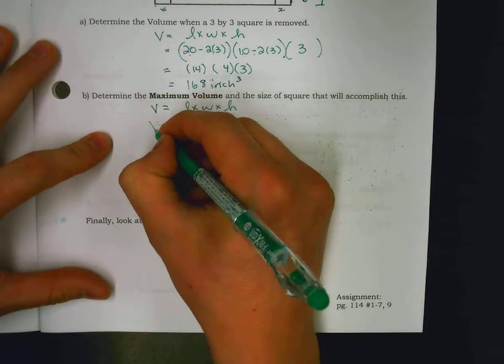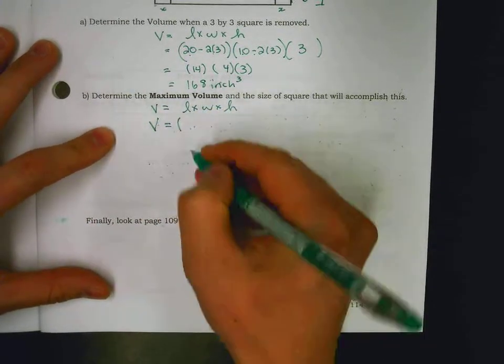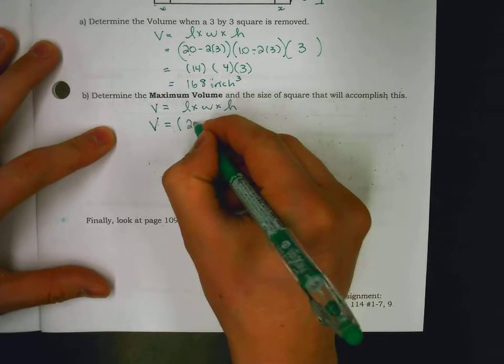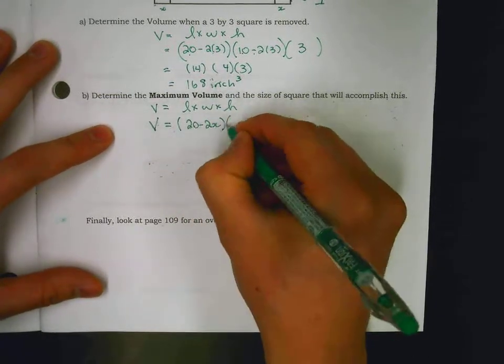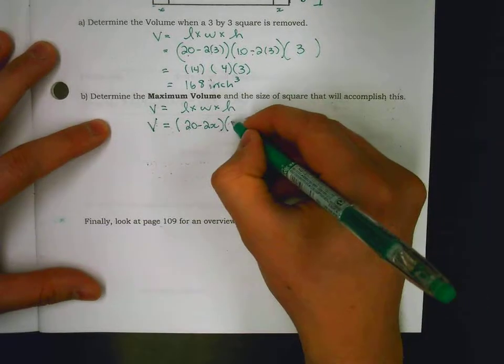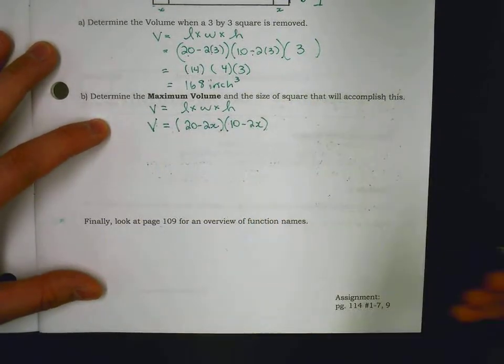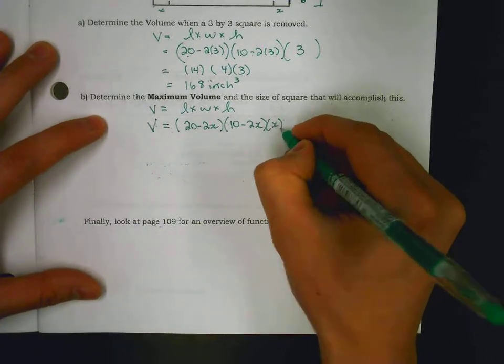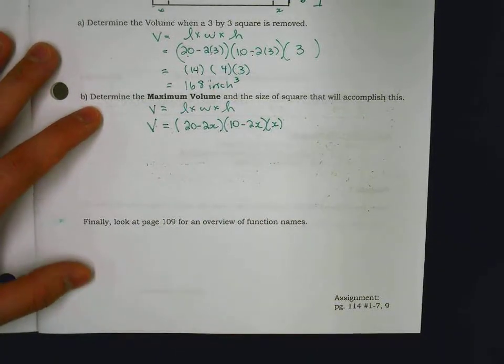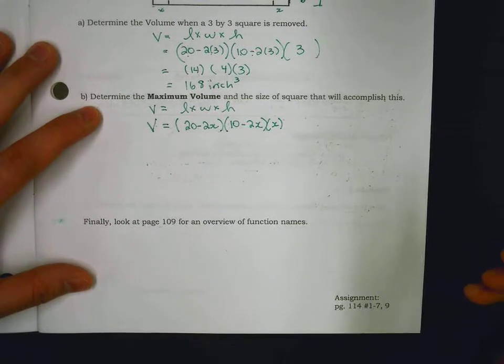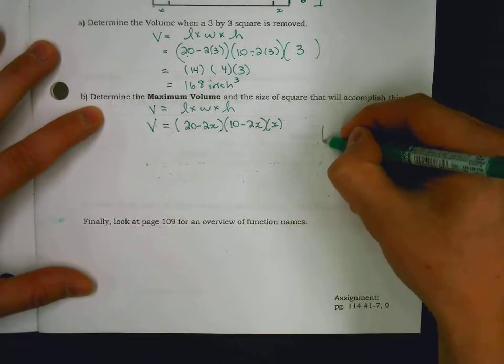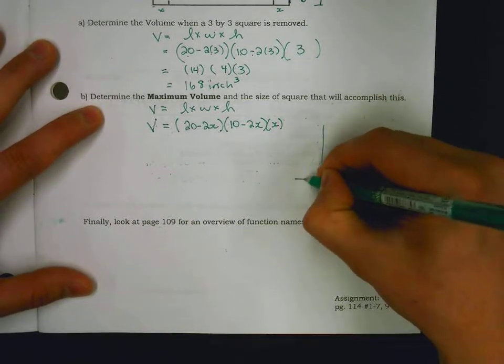So we can define the volume as 20 take away 2x, 10 take away 2x, which represent every possible number, and the height, which will become x, which represents, again, every possible height. We can actually type this into our calculator and see roughly what this looks like.